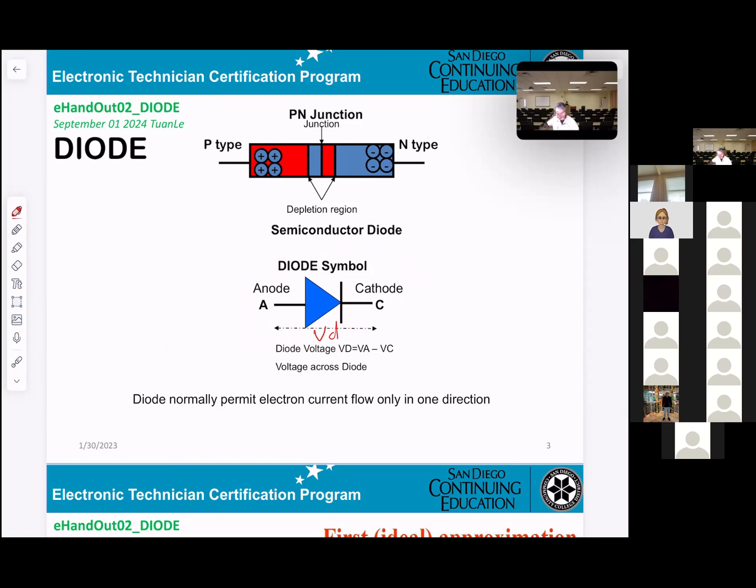VD equals VA minus VC. That's what we call the voltage across the diode. Okay, so now when you're looking at the diode, you recognize which one will be the anode and which one will be the cathode. And the voltage VD across the diode means VD equals VA minus VC.